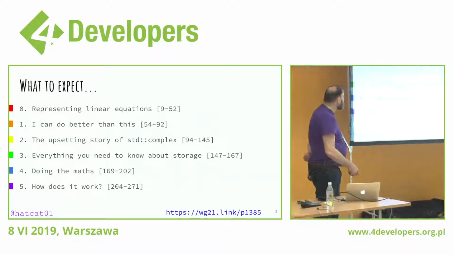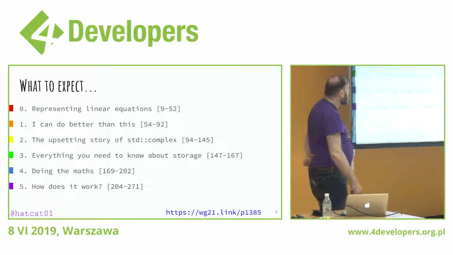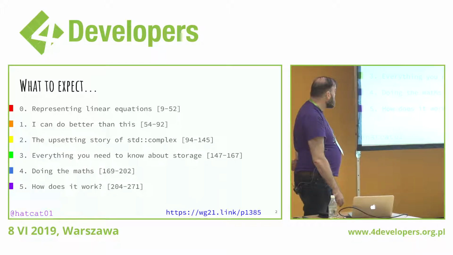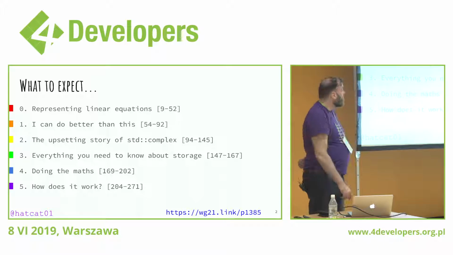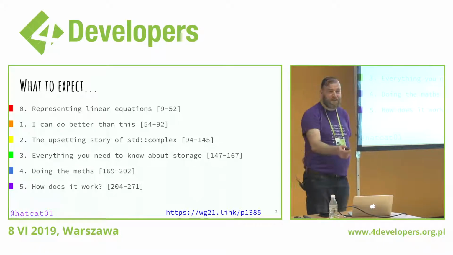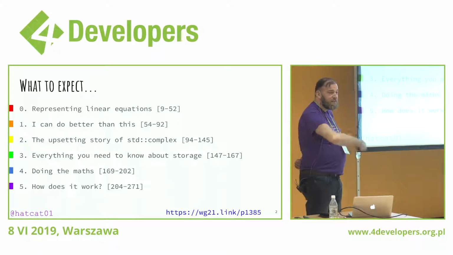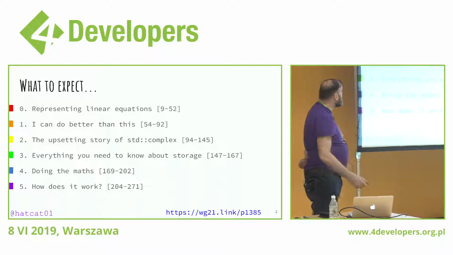Here's what to expect. So the numbers in square brackets are slide numbers. Yes, it does go up to 271. Don't be alarmed. That is a lot of slides, but we will. I do animations per slide rather than trying to do special effects, because they tend to go wrong, really.